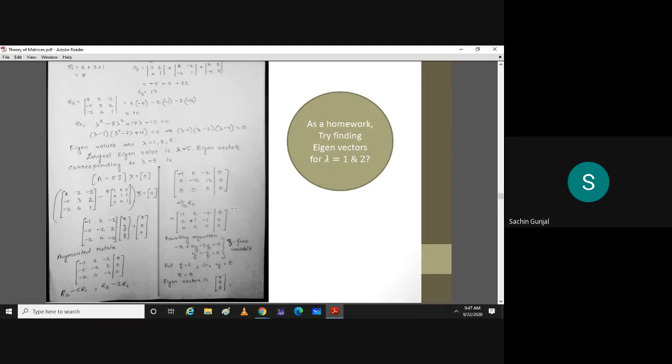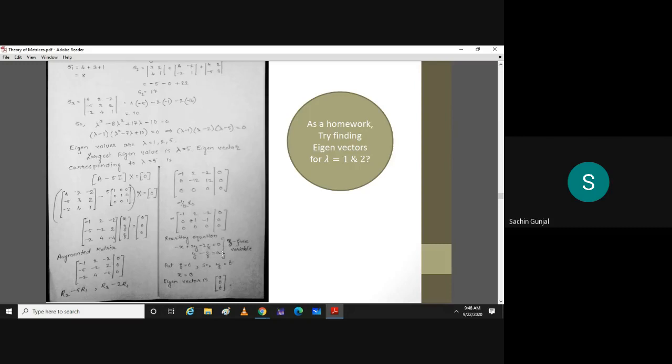How many variables are there? Three variables, x, y, z. So how many variables do you need to free? One variable. 3 minus 2, that is 1. So rewrite this system once again. Minus x plus 2y minus 2z equal to 0 is the first equation. And the second equation is y minus z equal to 0.